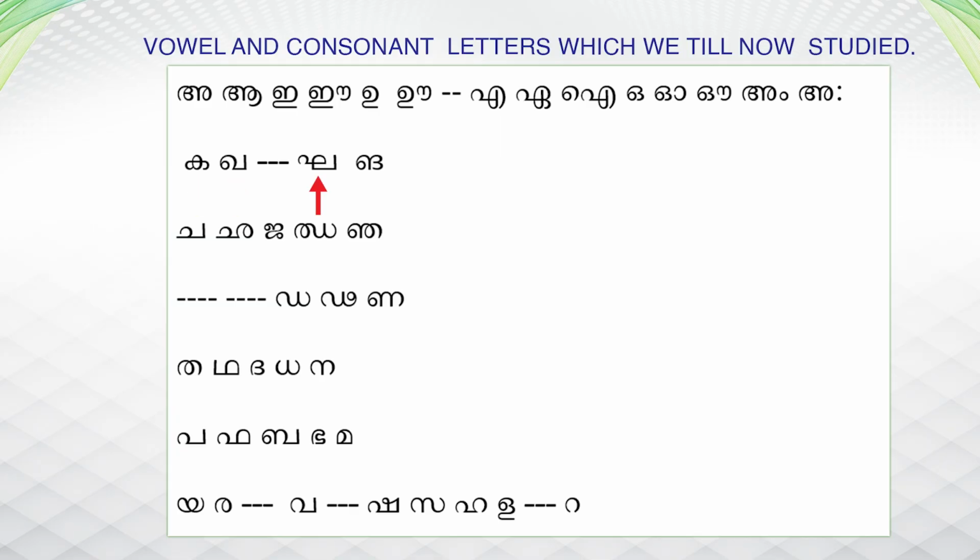Kha, Ga, Gha, Nga, Cha, Chha, Ja, Jha, Nya, Ta, Tha, Da, Dha, Na, Ta, Tha, Da, Dha, Na, Pa, Pha, Ba, Bha, Ma, Ya, Ra, Va, Sha, Sa, Ha, La, and the last one Ra. We have only 5 to 6 letters left to complete the consonant group.